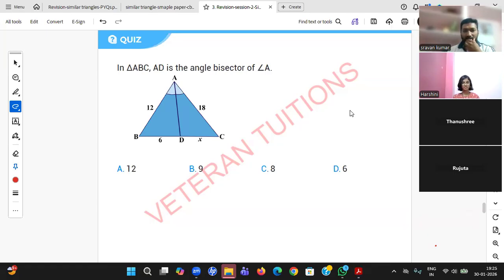Harshini, you're right. Narendran, Harshini, right. AD is the angle bisector of angle A, students. He has mentioned it, so you can use the angle bisector theorem: AB by AC equals BD by DC. That's all, nothing more than that. Ankita, right answer.